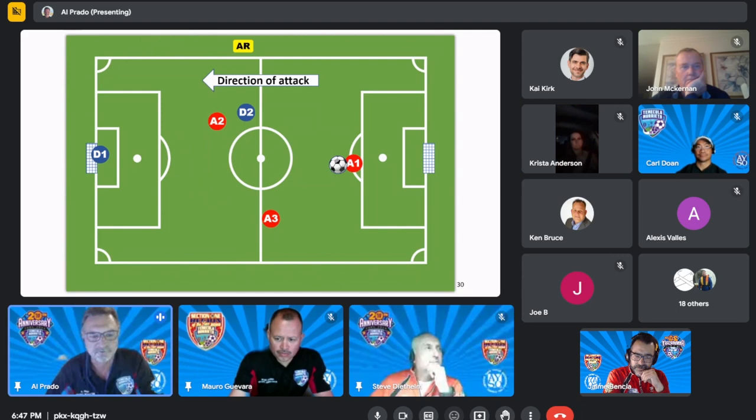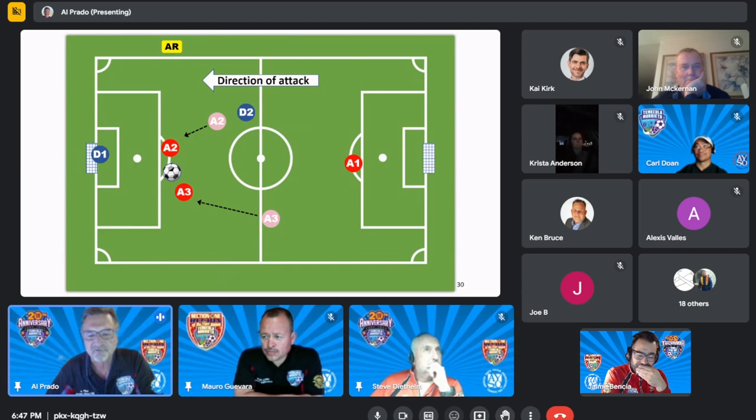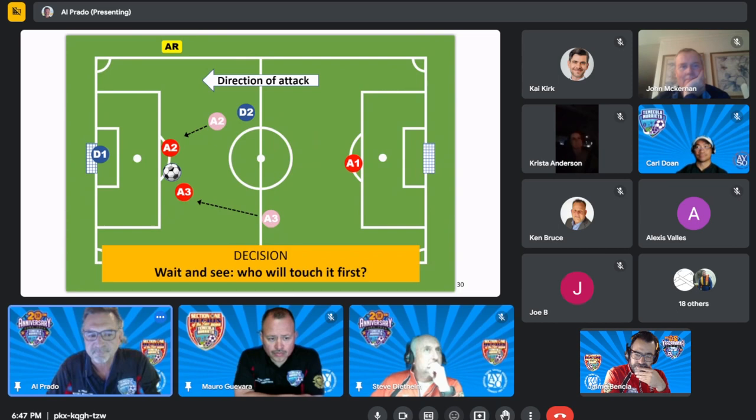Okay. A1's got the ball. Look at the A2 and A3 and D2. What do we do here? And answer quietly to yourselves. And the answer is wait and see who touches it first. Because if A3 gets it, all good. So be slow to the flag and be slow to the whistle. Find out what happens here.